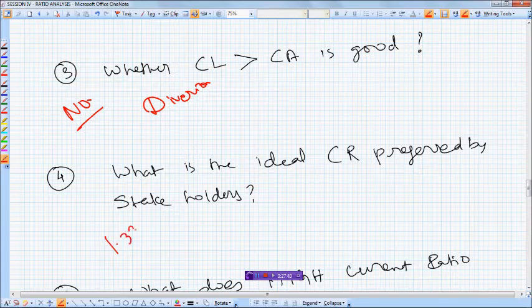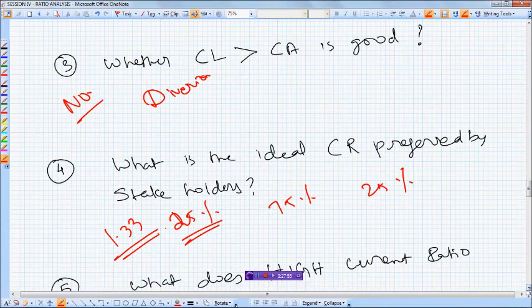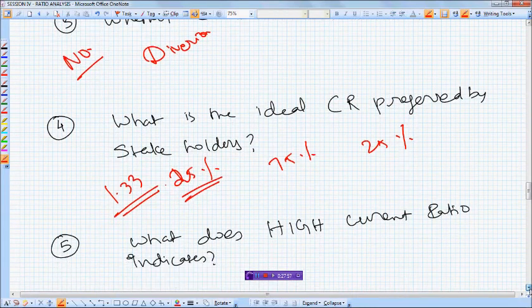They will prefer 1.33. You go to any bank, the norm will be 1.33. The reason being, this will ensure 25% contribution. 1.33 means 75% debt, 25% promoters' contribution. And what does a high current ratio indicate?